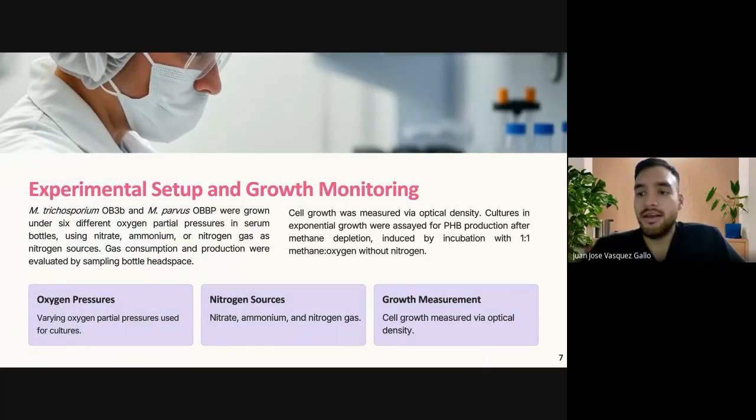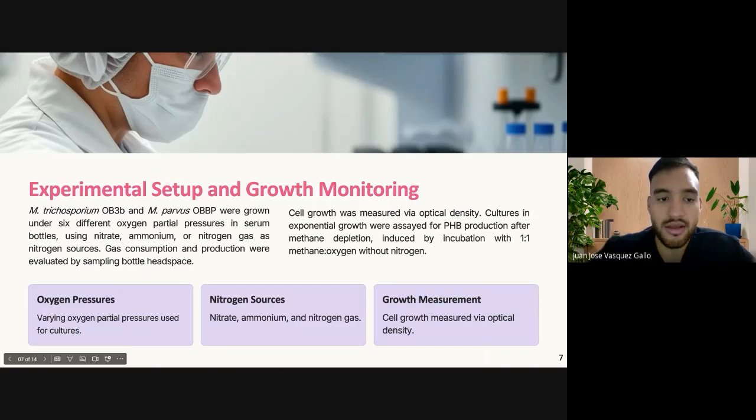We also need to talk a little about the experimental setup and growth monitoring, because we need to be focused on the experimental results. M. trichosporium OB3b and M. parvus OBBP were grown under 6 different oxygen partial pressures in serum bottles, using nitrate, ammonium, or nitrogen gas as nitrogen sources.